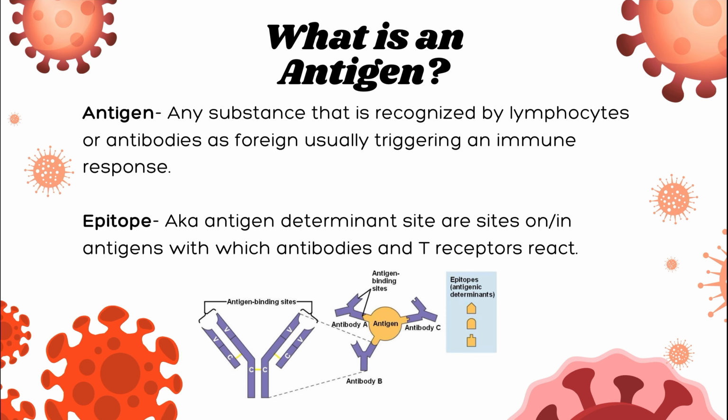What is an antigen? An antigen is any substance that is recognized by lymphocytes or antibodies as foreign, usually triggering an immune response. An epitope, also known as an antigenic determinant site, is a site on or in an antigen with which antibodies and T cell receptors react. As you can see in this image, the epitope, or the antigenic determinant, is interacting with the antibody and the antigen as shown.